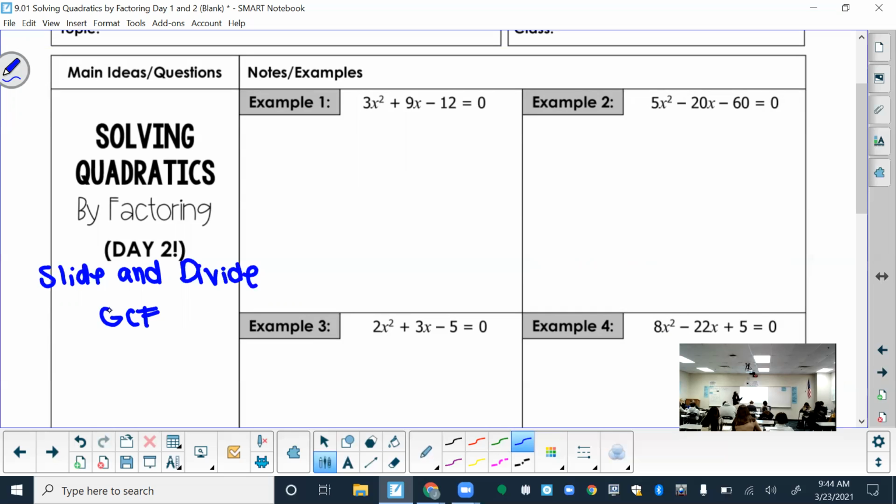All right, so looking at example 1, I definitely can use slide and divide, but can I factor out a GCF? Yes, example 1 does have a GCF. So I'm going to factor it out because usually that'll make life a little easier. The GCF is 3, so divide that from each term. 3 divides evenly into all of them.